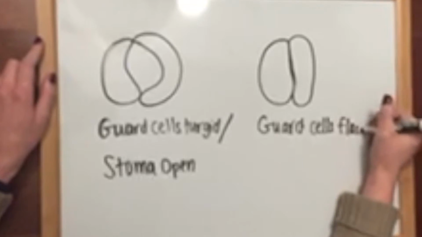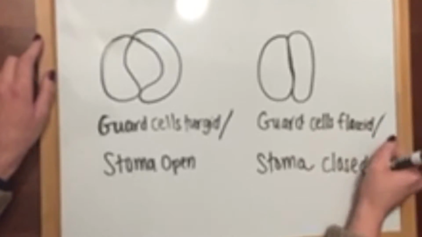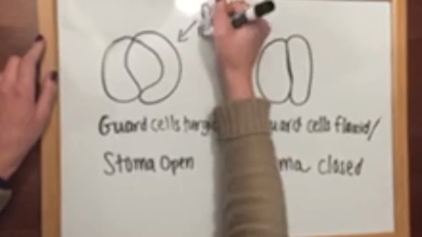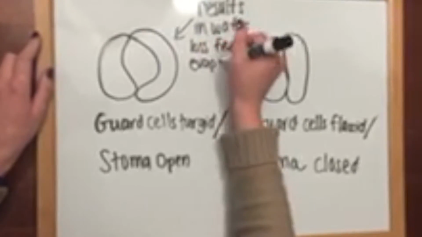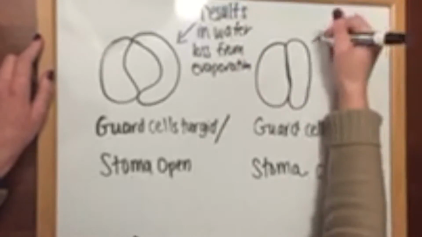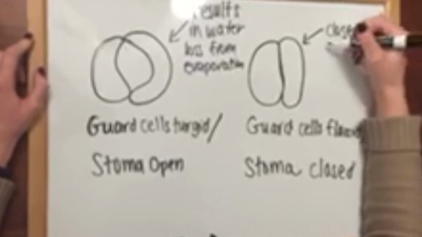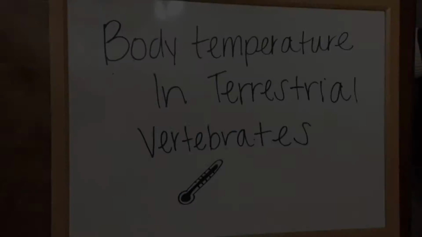When guard cells take in water from neighboring cells by osmosis, they become more turgid. The guard cells bow outward when turgid. This bowing outward increases the size of the pore between guard cells. When the cells lose water and become flaccid, they become less bowed and the pore closes. The opening of the stomata results in water loss from evaporation, and the closing of stomata helps keep water in.